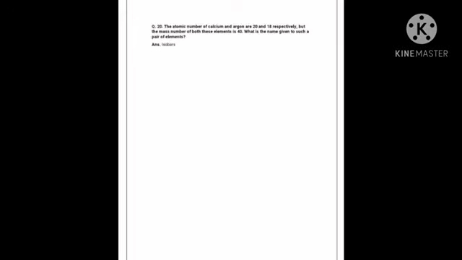So X has atomic number 17, it means 17 electrons. So you will write the electronic configuration 2, 8, 7, right? So it needs 1 electron to complete its octet, means it is not stable, it still requires 1 electron to get stability. Then Y has atomic number 18, so the electronic configuration will be 2, 8, 8, means 8 electrons in the outermost shell, it's already stable. So X is more reactive, it will gain 1 electron, right, to complete its octet.